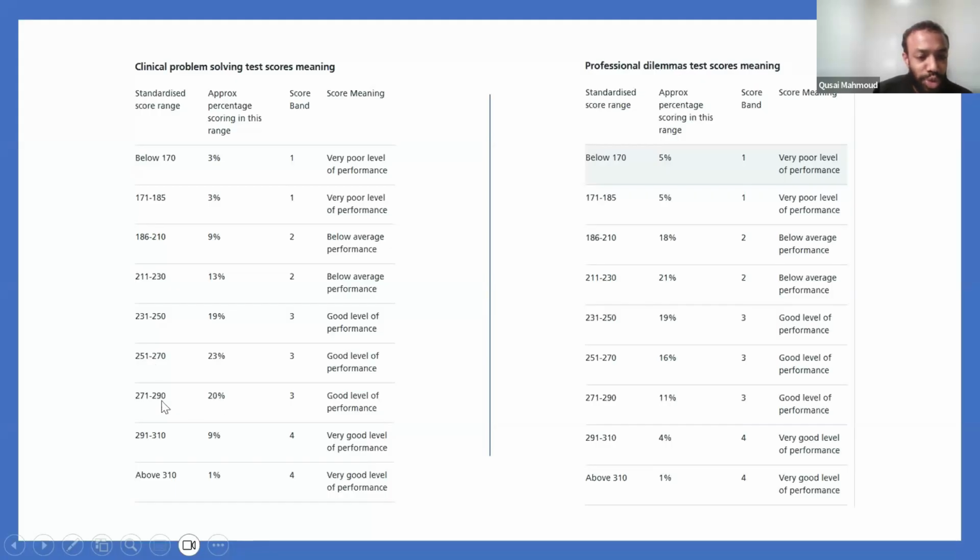20% are scoring between 270 and 290, but in SJT it is just 11%. 9% in the clinical part are scoring above 290, which is very high, but just 4% are doing that in the SJT. However, people that are scoring more than 310 are just 1% in both, because this is a very high score. So I'm trying to say in SJT it's harder and people are scoring less. You can tell here 5% scoring less than 170, 5% scoring between 170 and 180. It is just 3% here. So it is more difficult.